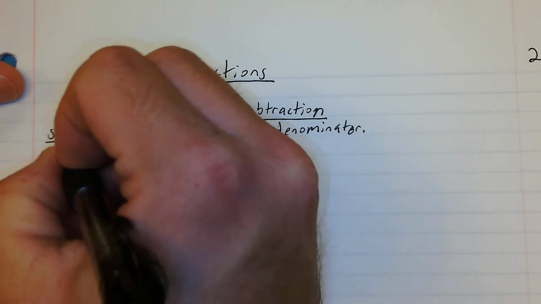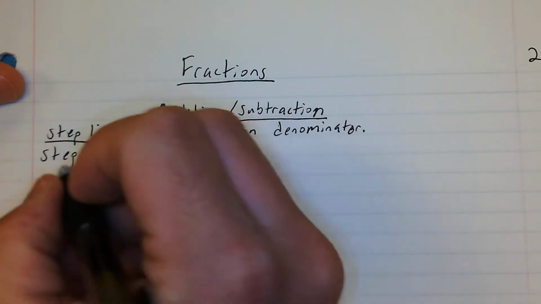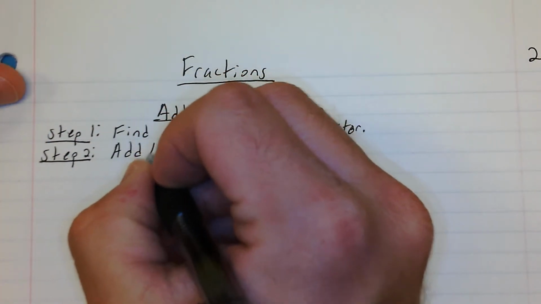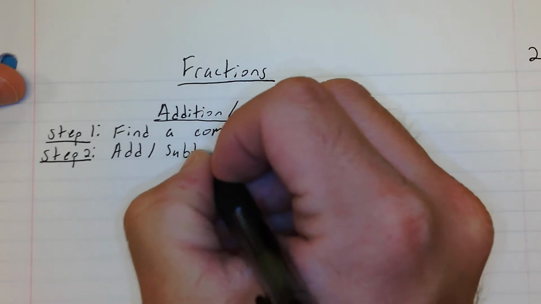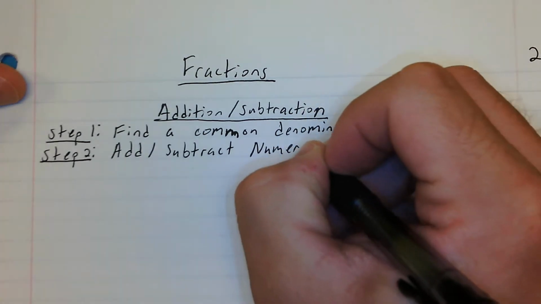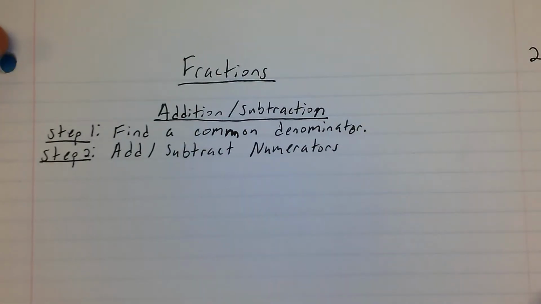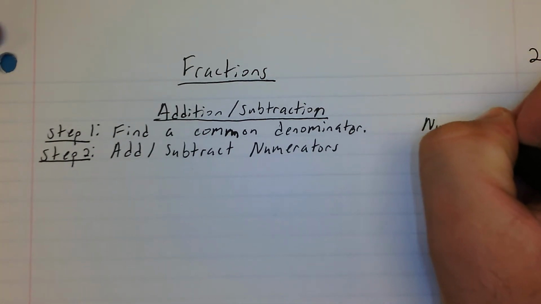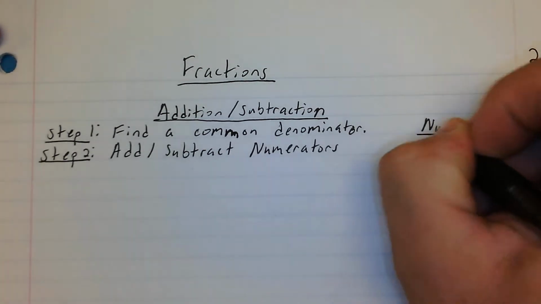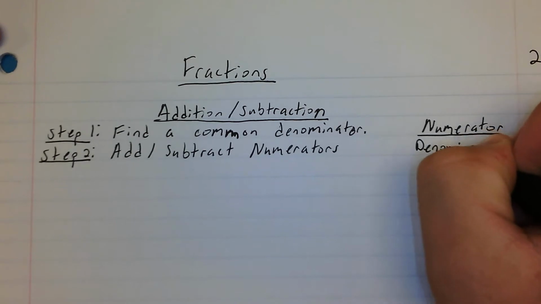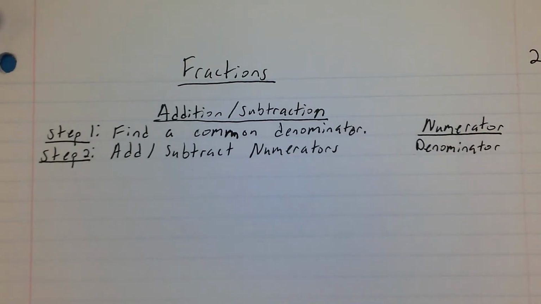Step number 2, once you have found a common denominator and converted over your fractions, you will add or subtract, depending on what the operation is, the numerators. Remember, the denominators stay the same. So numerators go on top, denominators are on the bottoms. Don't forget that. Numerators on the top of the fraction, denominator is on the bottom of the fraction.